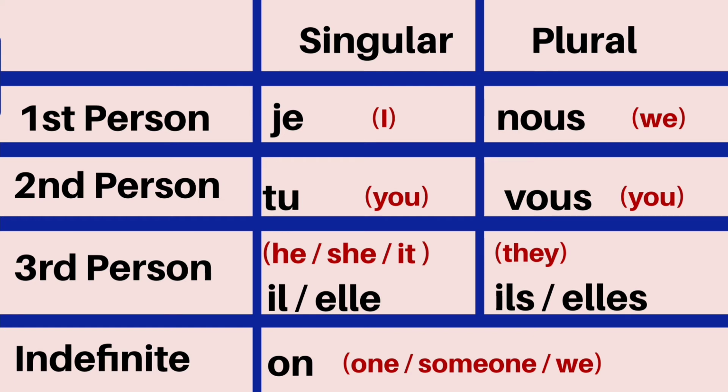Now we also have an indefinite pronoun in French, which is on. It is very rarely used in French, and the English equivalent can be one, someone, or we.